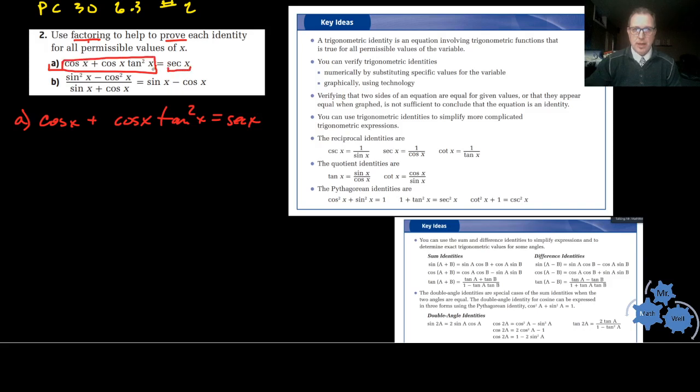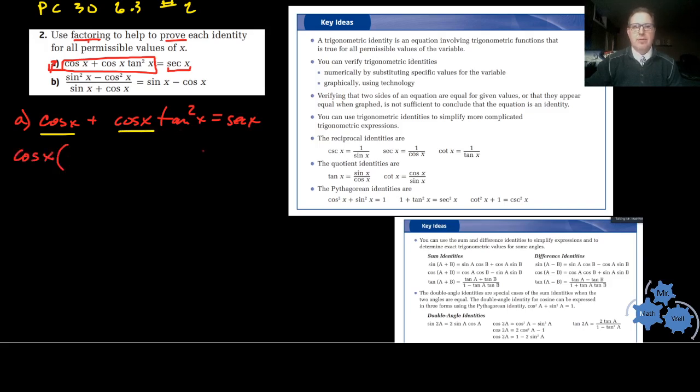Okay? And so, not the A, of course. But what we want to do is, and I've written it down over here, we want to focus on the more complicated side because there's just more to work with. There's more things that you can manipulate and change into other identities and such. So work with the more complicated side. And what we see here, the first thing that jumps out to me is that we have a cos x as a common factor in these two terms. So I'm going to pull out a cos x here.